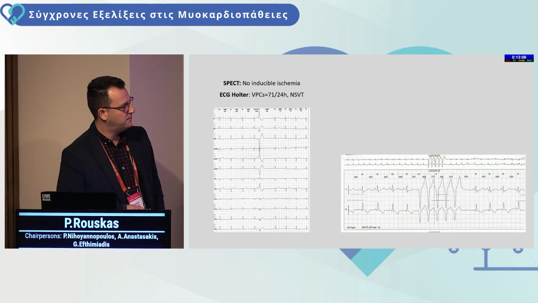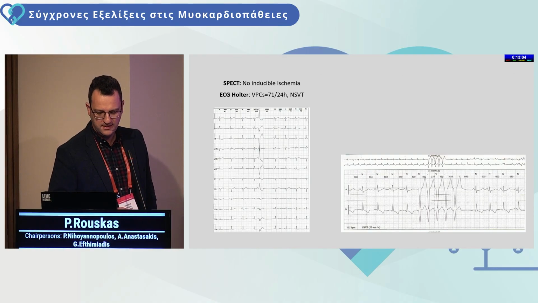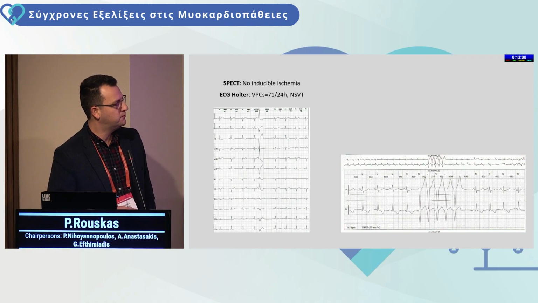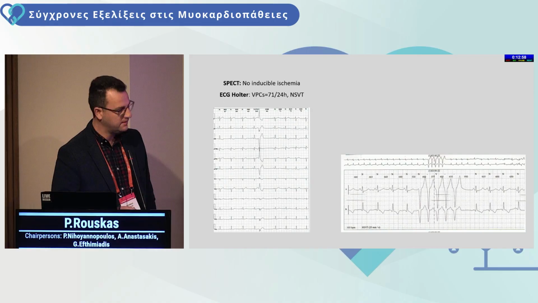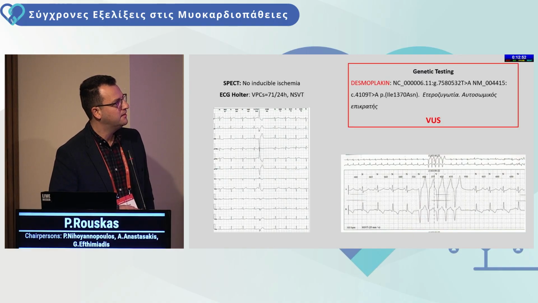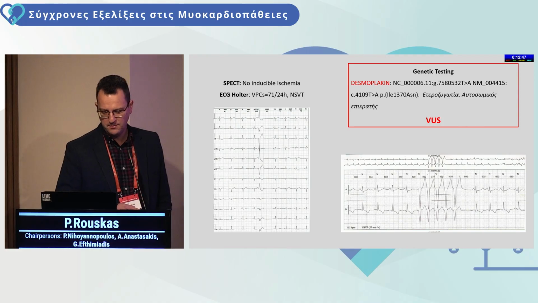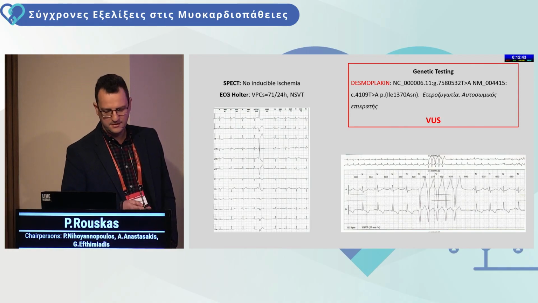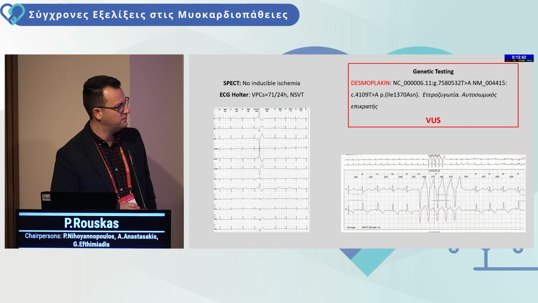A SPECT was done before the patient came to us, with no ischemia. The Holter showed a little bit of ectopics, but from two different origins, as well as an episode of non-sustained VT, as you can see here. A genetic test was done at that point, which found a specific desmoplakin mutation, concluded to be a variant of unknown significance.